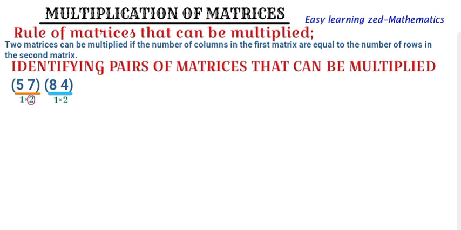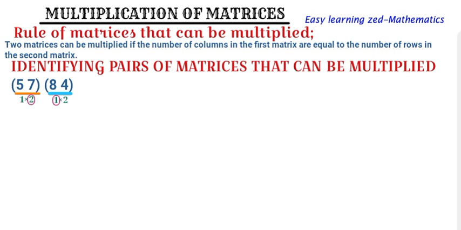Let's come to the second matrix, which is underlined in blue. How many rows does this matrix have? The first number written in the order, the first number starting from the left, is the number of rows. So this matrix has one row.